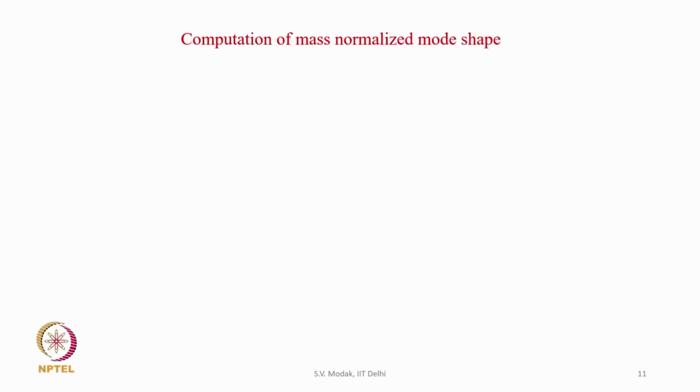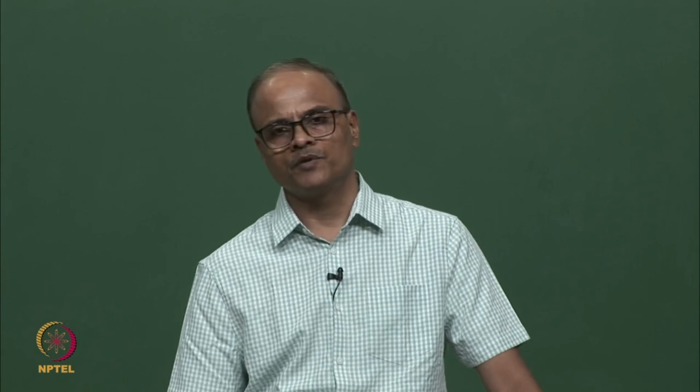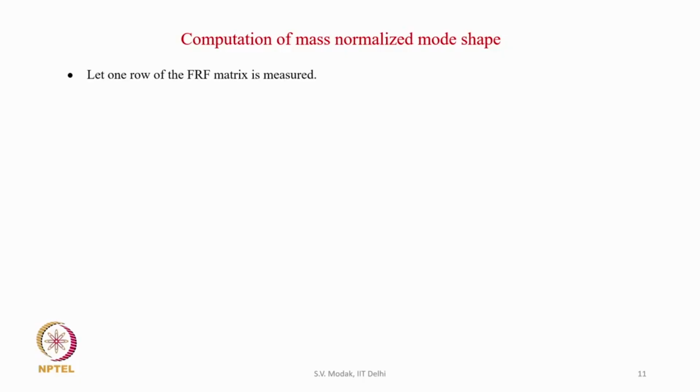Let us now see how we compute the mass normalized mode shapes, and let us say that one row of the FRF matrix has been measured and is available to us. So, what do we do? We now determine the modal constants for the rth mode of all the FRFs.